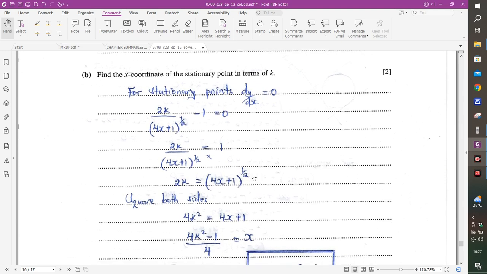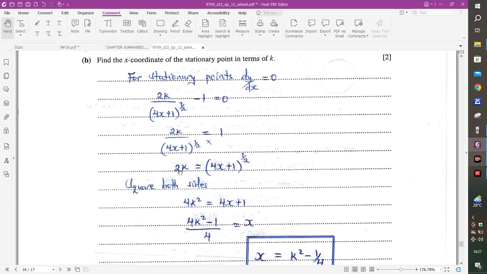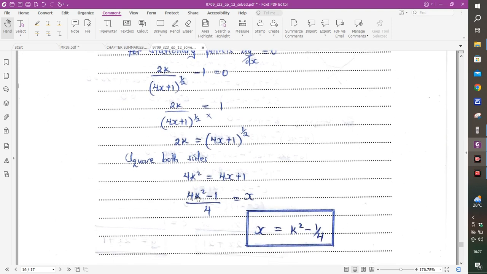When I square a 2, we get 4. Then when I square k, that's k squared. So we shall get 4k squared. And then when you square here, the square will go with the square root. Then we have 4x plus 1. So you take 1 this way, and it becomes 4k squared minus 1. Then you divide by 4. So you can leave it here, or it can be 4k squared divided by 4, that is k squared, and then negative 1 divided by 4, that's negative a quarter. So that is it. Whether you leave it like this or like this, it's all fine. They are all the same.